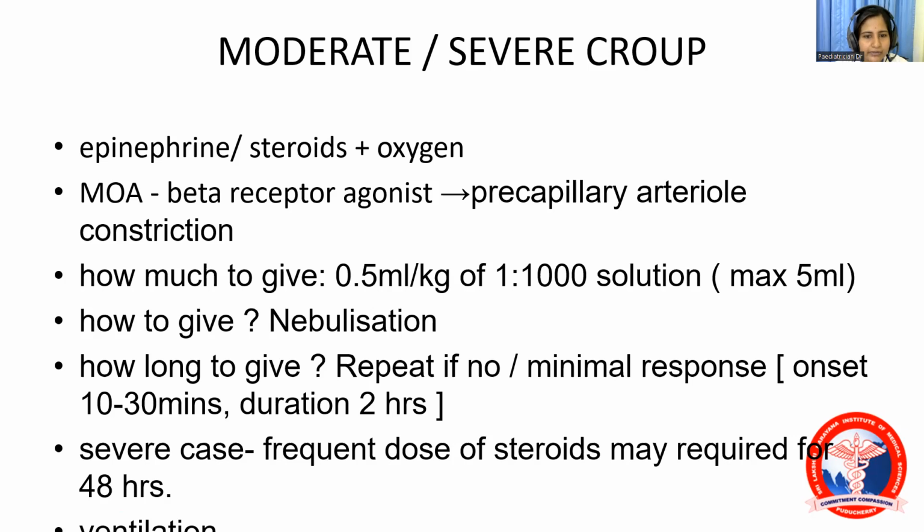So how much to give? It is 0.5 ml per kg of 1:1000 solution, that is undiluted epinephrine. Maximum you can give is 5 ml. How to give? It is only through nebulization. You can repeat if there is no or minimal response, because the onset is 10 to 30 minutes and the duration is 2 hours. So after giving adrenaline nebulization, after 2 hours, if you have the same clinical scenario, you can repeat, or if you have minimal response also, you can.